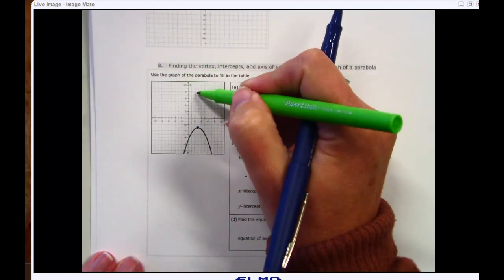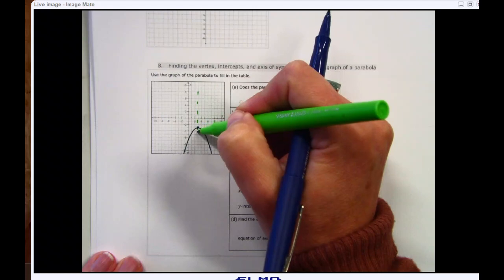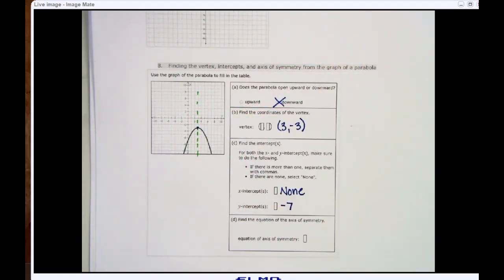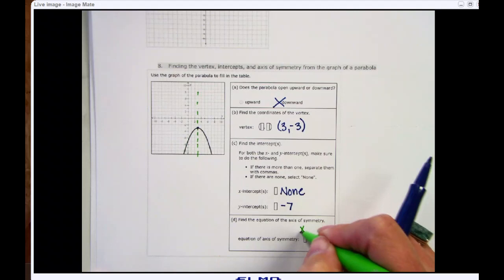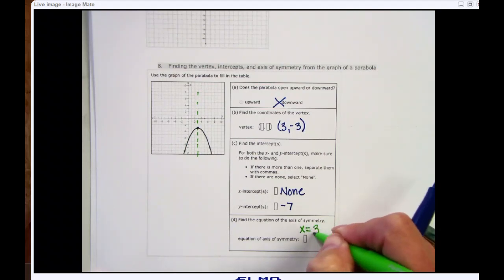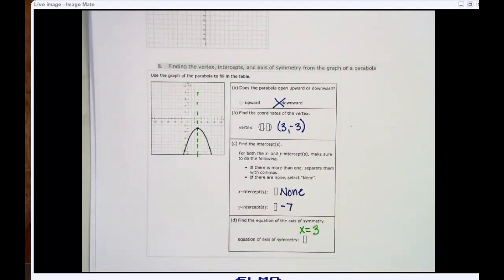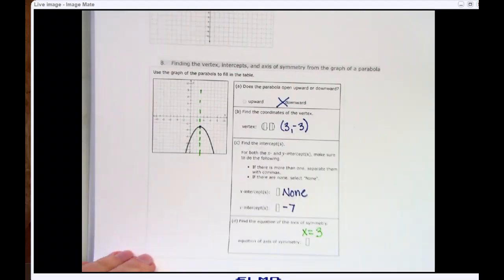Remember, that is where we have that parabola balanced. And you can't just type in 3. Yep, because it wants the equation, it has to be x equals 3. Any questions on that one? Good.